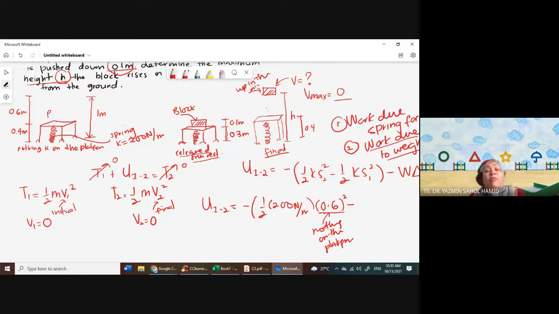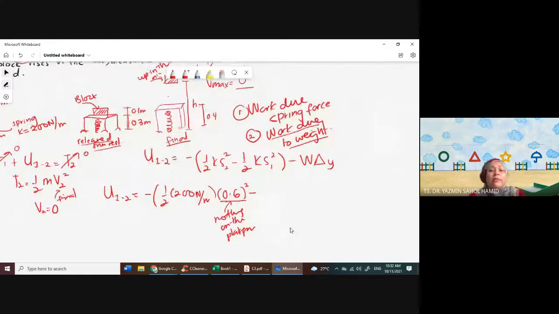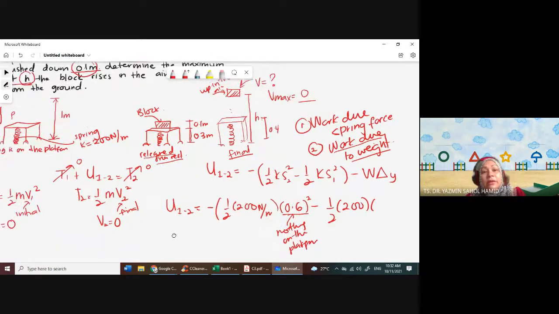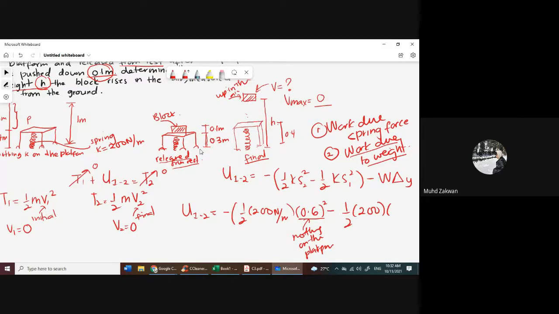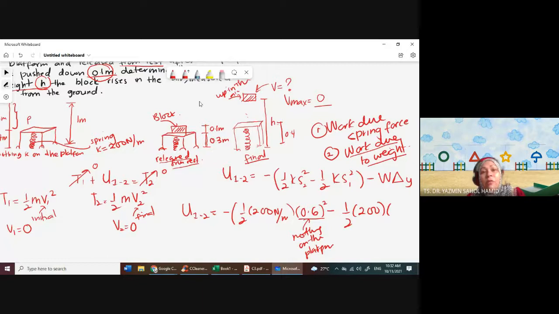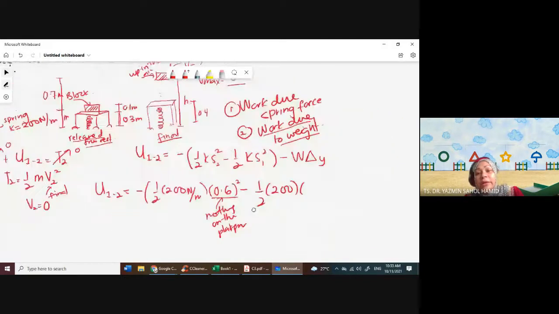You want the value of how much is compressed, how much it has shortened, the length. You want this one, not the bottom one, okay? How much? Okay, so 0.6. Now let me ask you this one. K is the same, 200. What is the initial one? From 1 meter, how much did it go down? This one is 1 meter. So 0.7. Yes, 0.7.